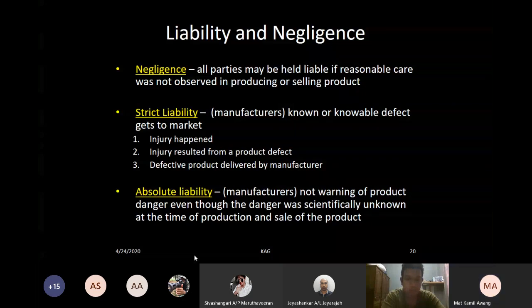For absolute liability, even if you don't know that the product is dangerous and it's not even proven that it's dangerous, if you don't give a warning and something happens, you are absolutely liable. So those are the three levels of liability and negligence. The most strict one is negligence, a bit looser is strict liability, and the loosest is absolute liability.